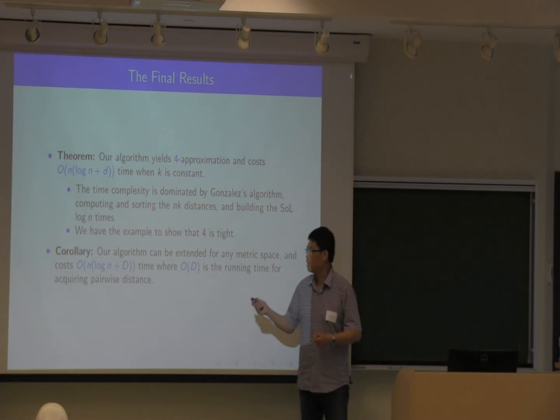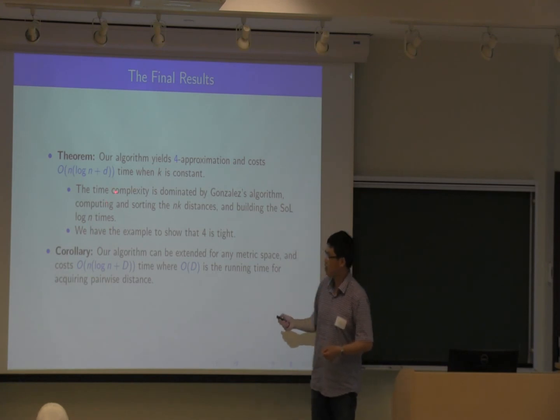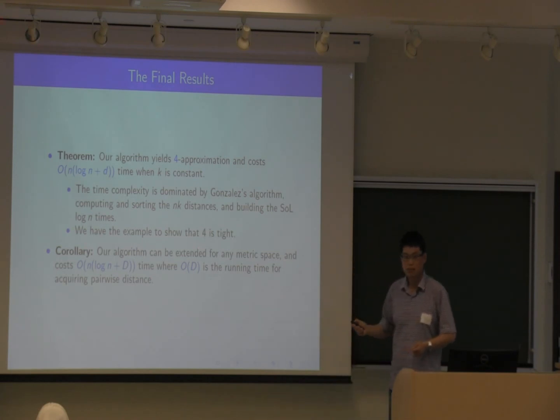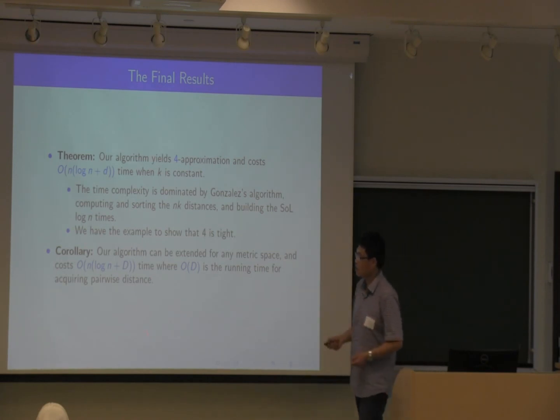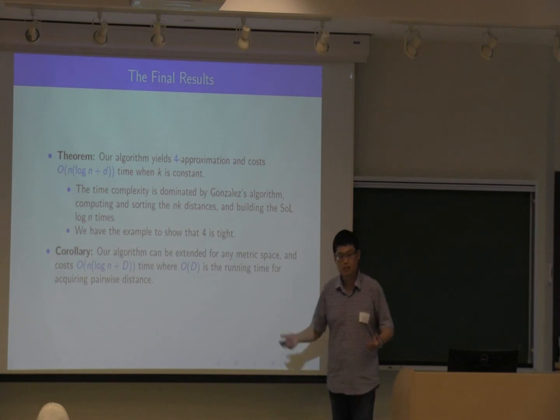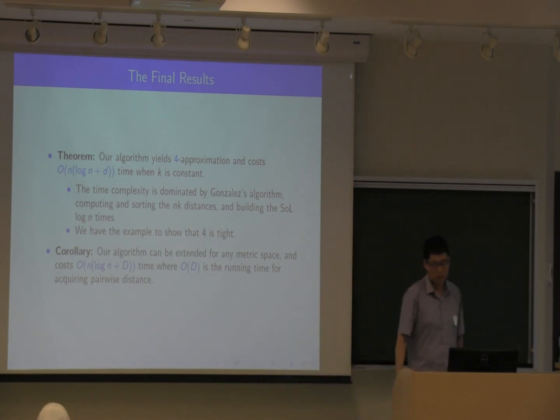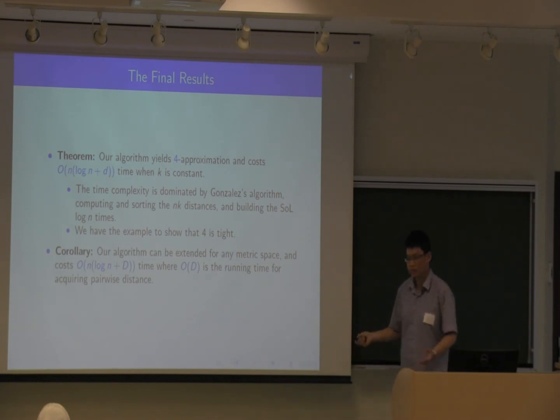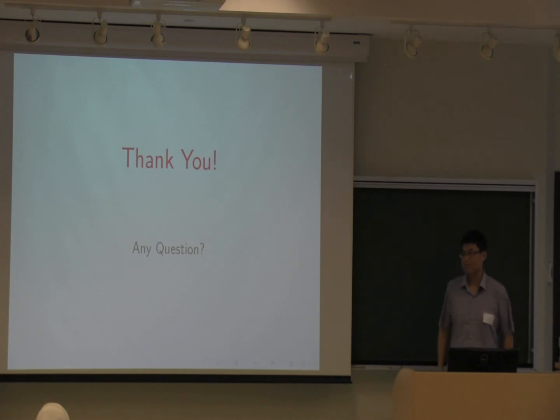We get a 4-approximation and only need nearly linear time. We also have an example to show that the approximation ratio 4 is tight. And our algorithm can actually be extended to any metric space. The only difference is that we replace MODI by PD, which is the running time for acquiring a parallel instance. Okay, that's all. Thank you.